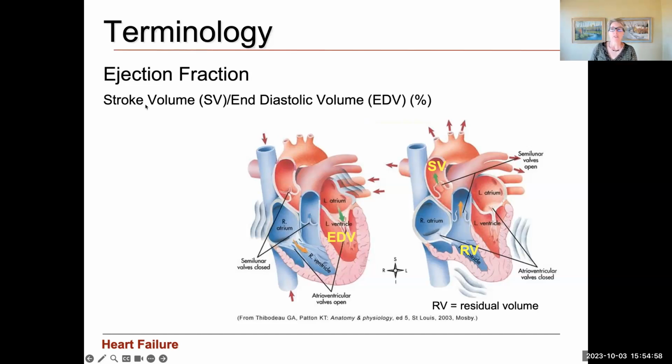So if we take the stroke volume and divide it by the end diastolic volume, we get the percentage of blood that the ventricle moves forward, the ejection fraction. You can ignore the RV here. It technically stands for right ventricle, well, residual volume, but we won't talk about that term right now. We'll talk about that more when we get into the patho class, okay? All right, so ejection fraction is going to be an important parameter.